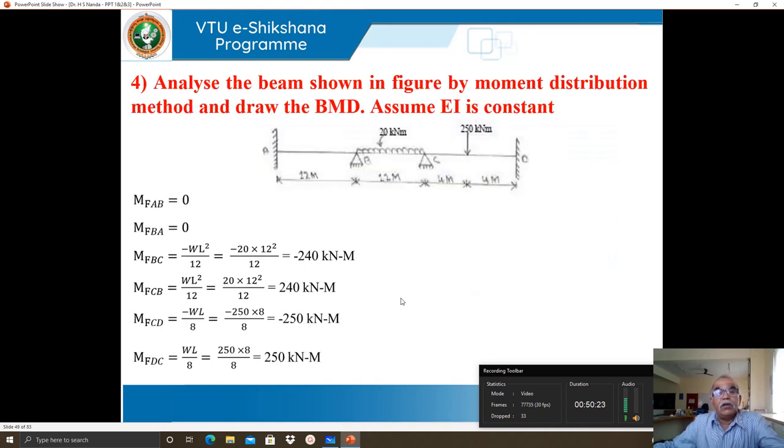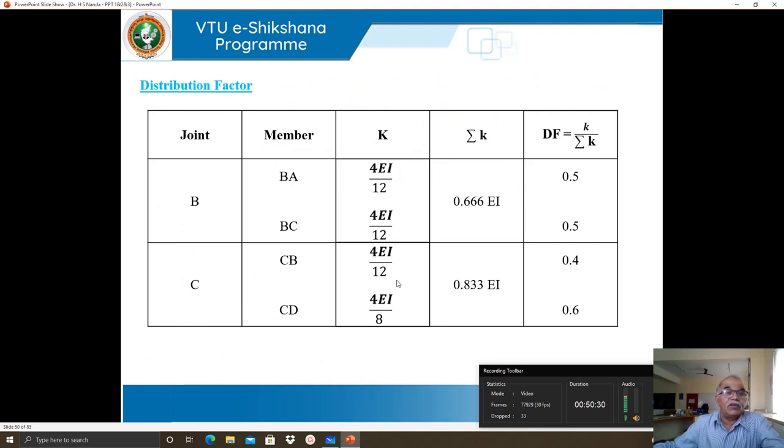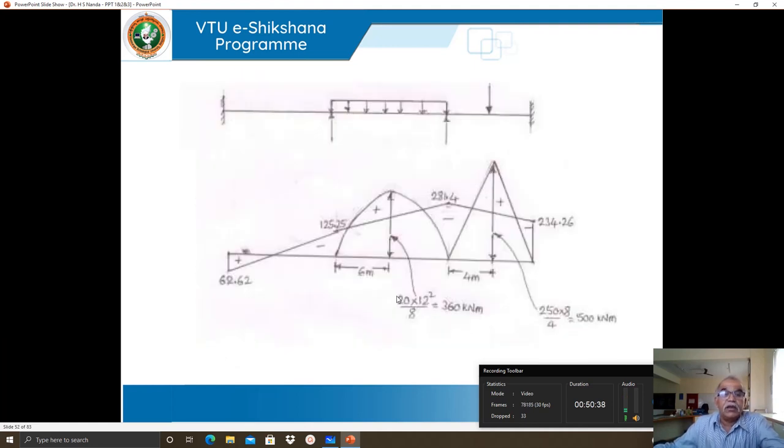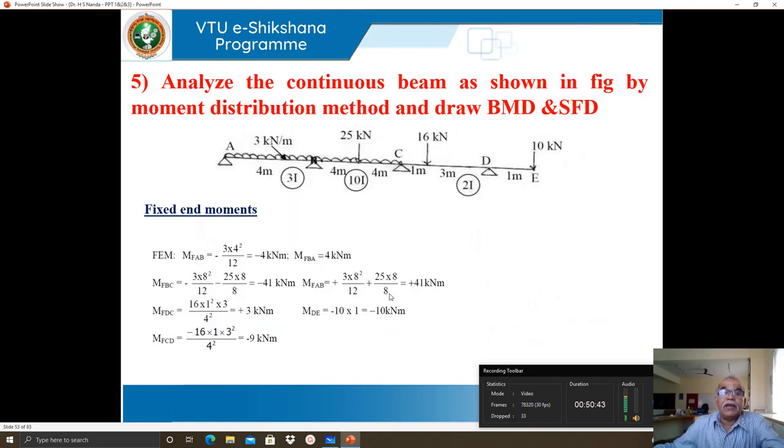This is another beam, very similar to the previous problem, only changes loading, by assuming fixed end moments. This stiffness factor and distribution factor, then this moment distribution table I explained, and drawing the bending moment diagram.